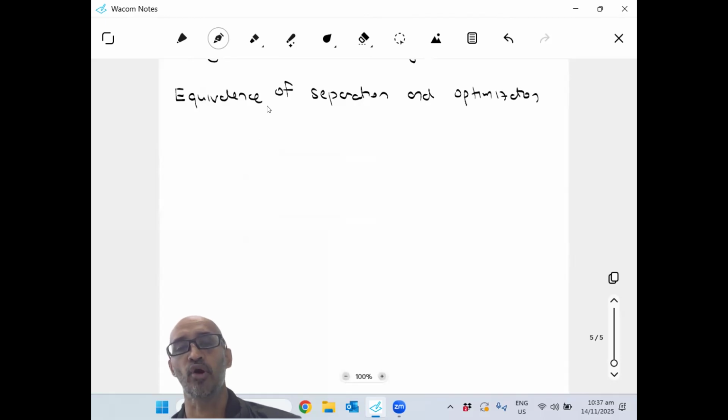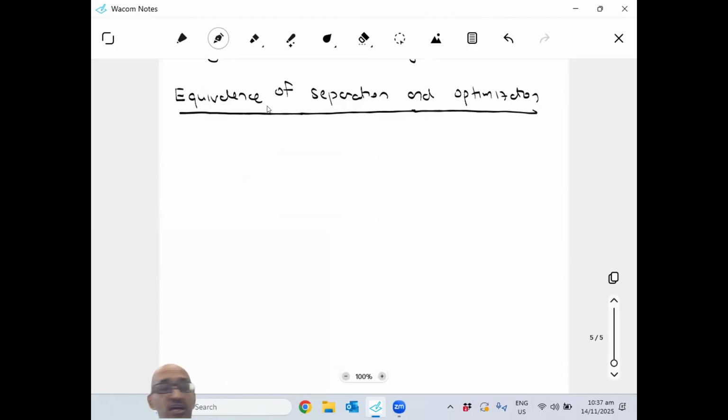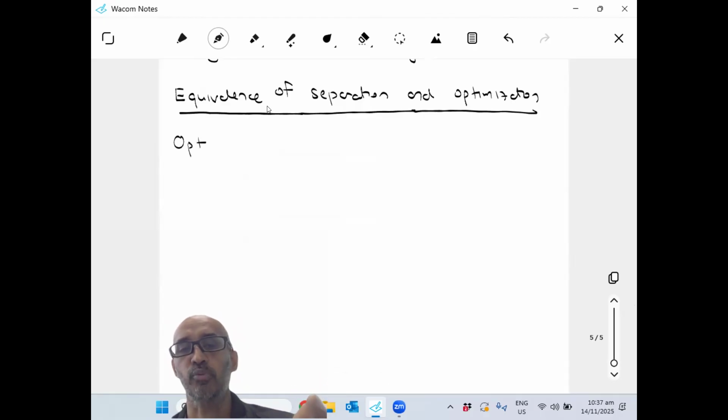So the point here is that these are equivalent objects or equivalent ideas in some way. So I'll define what this is. Okay. So what's a separation problem? Okay. So optimization is easy. So what's an optimization problem?